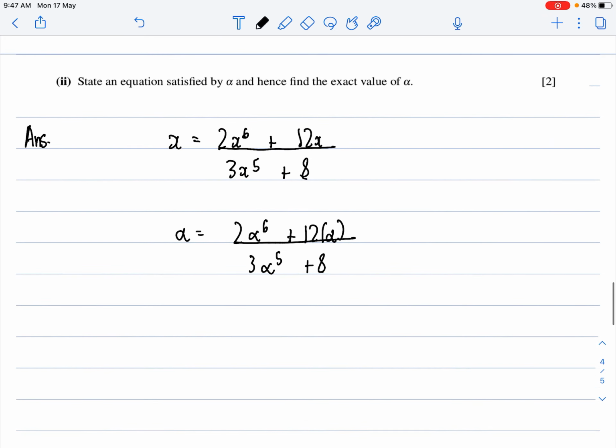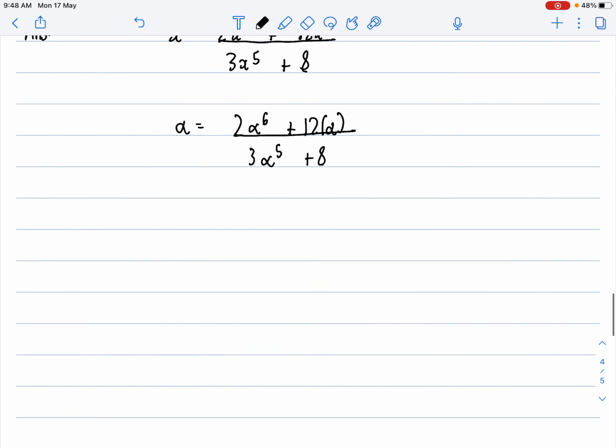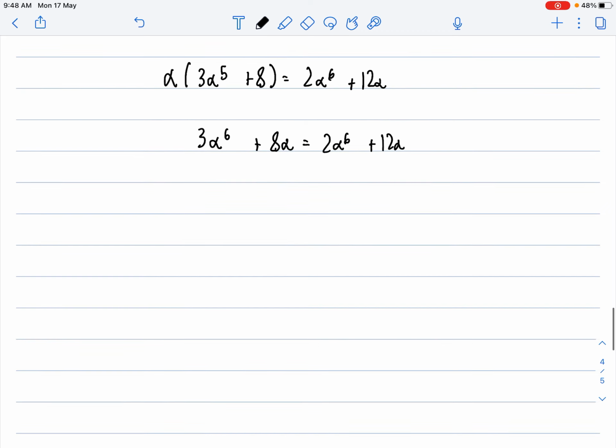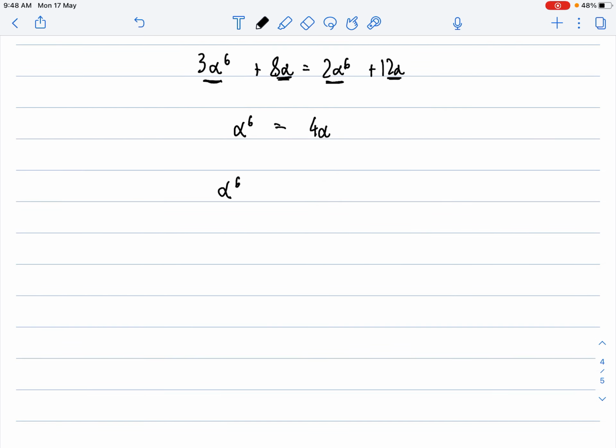Now I need to calculate the exact value of alpha. So I can simply write this as alpha into 3 alpha raised to 5 plus 8 is equal to 2 alpha raised to 6 plus 12 alpha. So I can write this simply as 3 alpha raised to 6 plus 8 alpha is equal to 2 alpha raised to 6 plus 12 alpha. Now I can write this as alpha raised to 6, because 3 alpha raised to 6 minus 2 alpha raised to 6 gives me alpha raised to 6, and 12 alpha minus 8 alpha gives me 4 alpha.